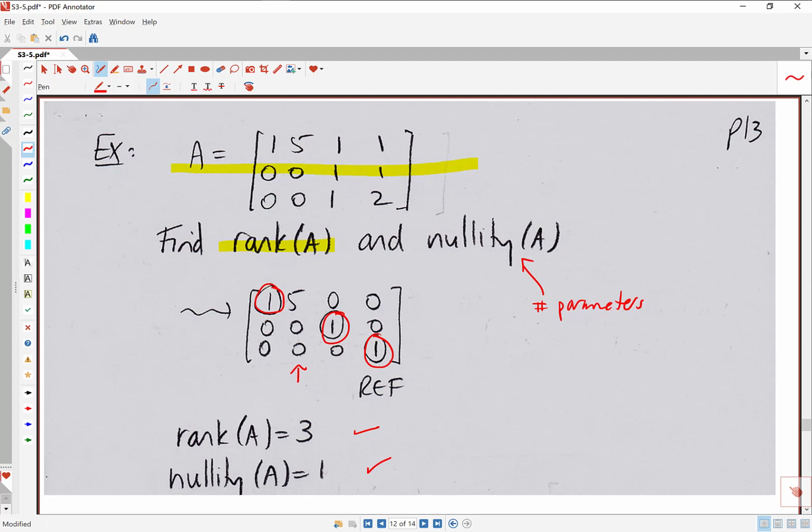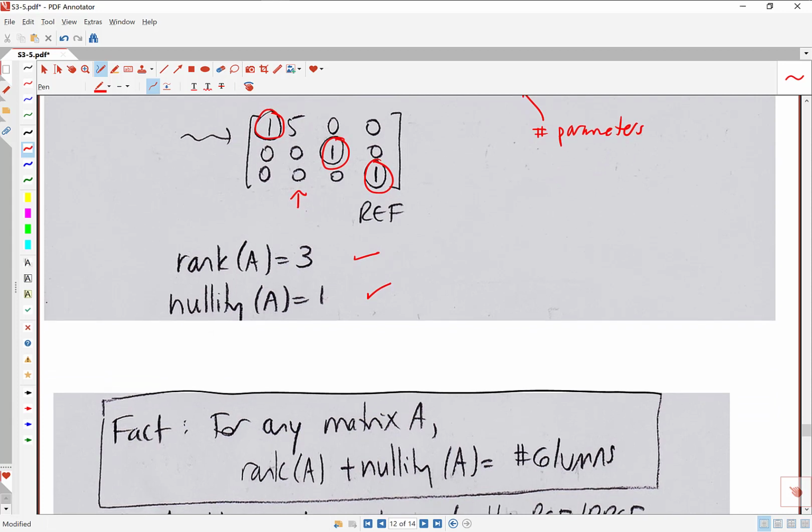So based on that discussion, we can come up with a fact, and that is that for any matrix A, if you add up the rank plus the nullity, you're guaranteed to get the number of columns. And we sort of saw the reasoning why in that previous example. So if you put your matrix into REF and you go through the rows and you circle the leading non-zero entry in each row, every column is now either going to have a circle in it or not. Columns with circles contribute to the rank, and columns without circles contribute to the nullity. So if you add up the rank plus the nullity, you are guaranteed to get the number of columns.